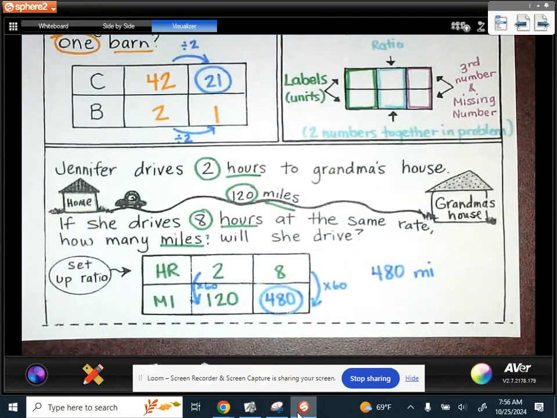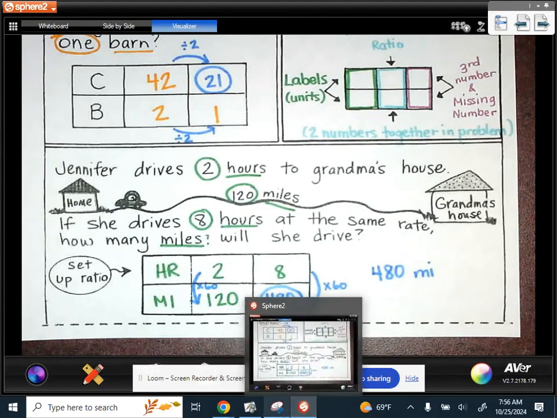Things to remember is that you have to start your arrows at a certain number. Your arrows have to be matching, and your only options for your arrows are multiplying or dividing. So look and see, are your numbers getting bigger? That means you need to multiply. If it's getting smaller, that means you need to divide. Okay, I hope that helped.